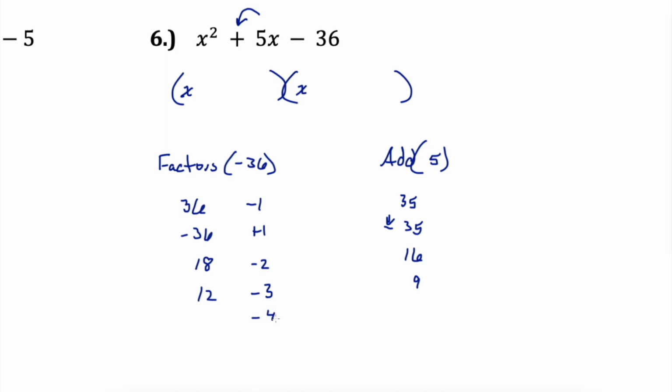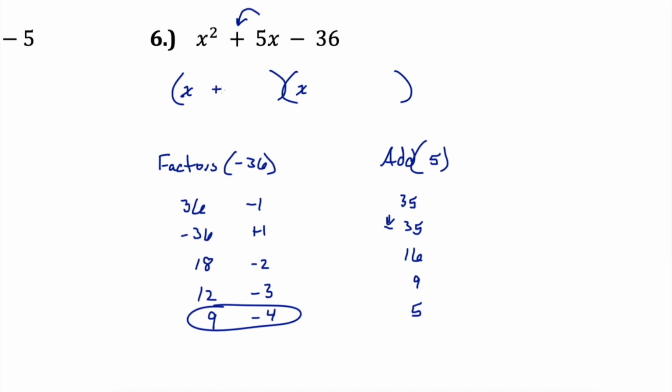Is negative 4 a factor? Yes. 9 times 4 is 36. So positive 9 times a negative 4 would be negative 36. If I add these together, I get 5. This is what we want. These are the 2 numbers that we want to use.